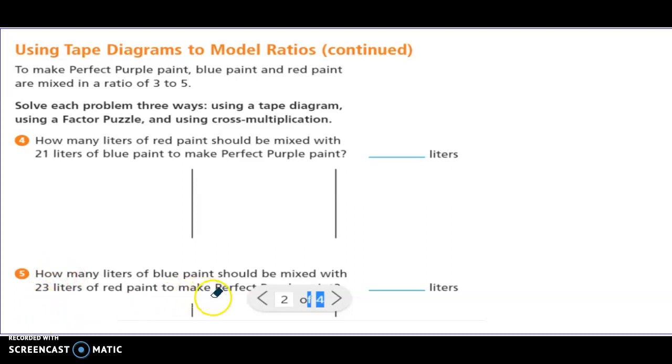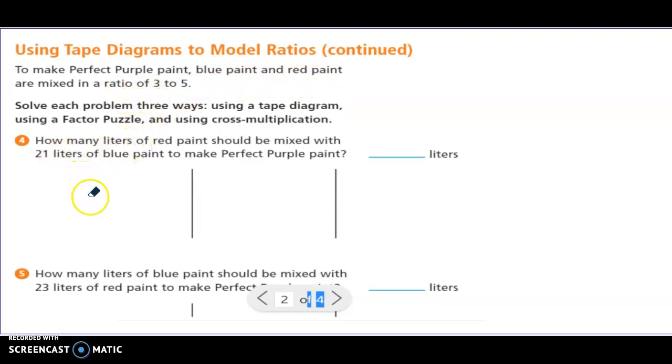Okay, these practice problems have changed it up a little bit. So now we've switched from fruit juice to paint. Paint is made up of various parts of different shades of colors to make the perfect color for your room or whatever it is you're painting. And in this case, we're talking about perfect purple paint. Blue paint and red paint are mixed. And here's the original ratio, 3 to 5. In the order of the words, blue paint, red paint, 3 parts blue, 5 parts red.